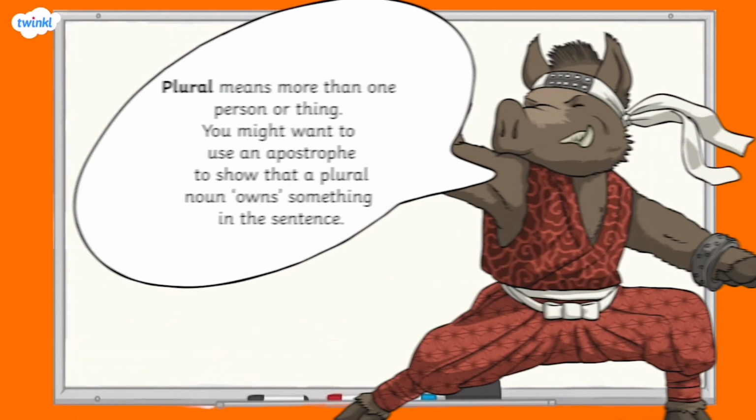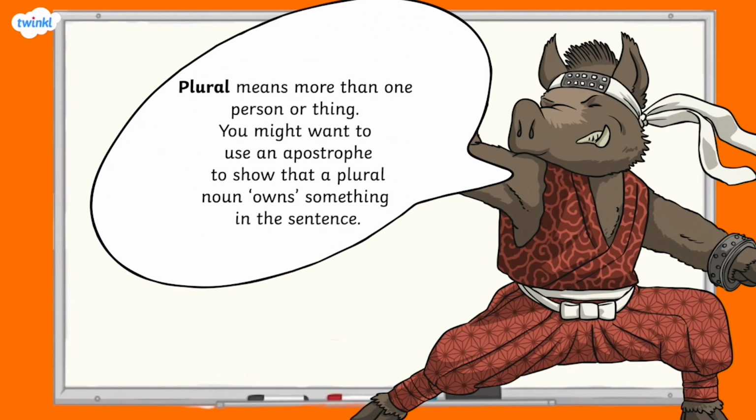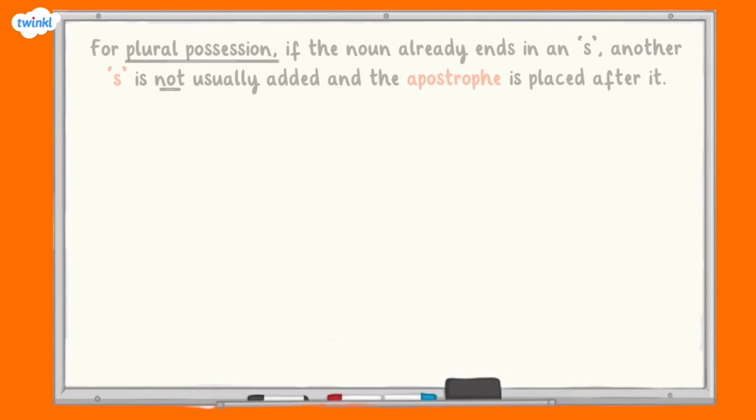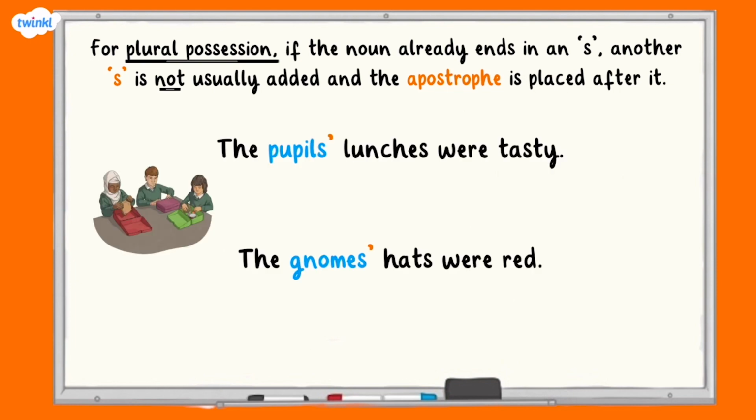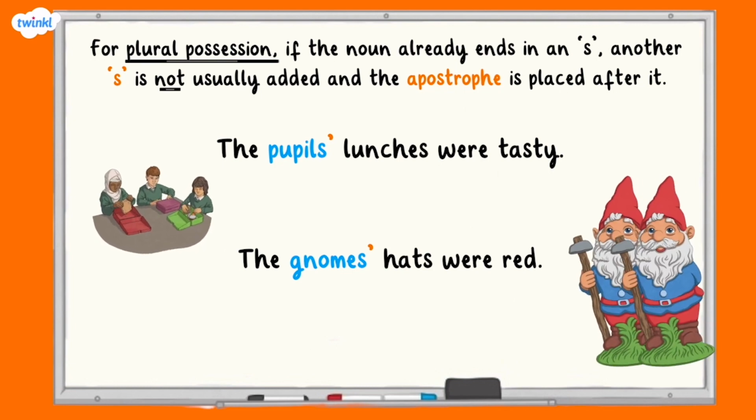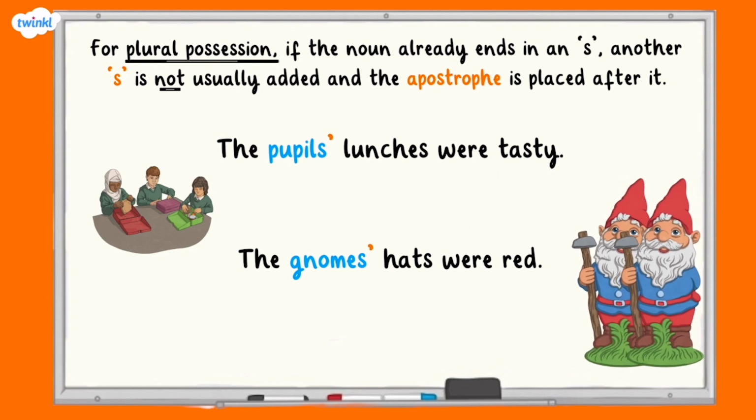Plural means more than one person or thing. You might want to use an apostrophe to show that a plural noun owns something in the sentence. For plural possession, if the noun already ends in an S, another S is not usually added and the apostrophe is placed after it. For example, the pupils' lunches were tasty. The lunches belonged to several pupils. The gnomes' hats were red. The hats belong to the gnomes and there are more than one of them.